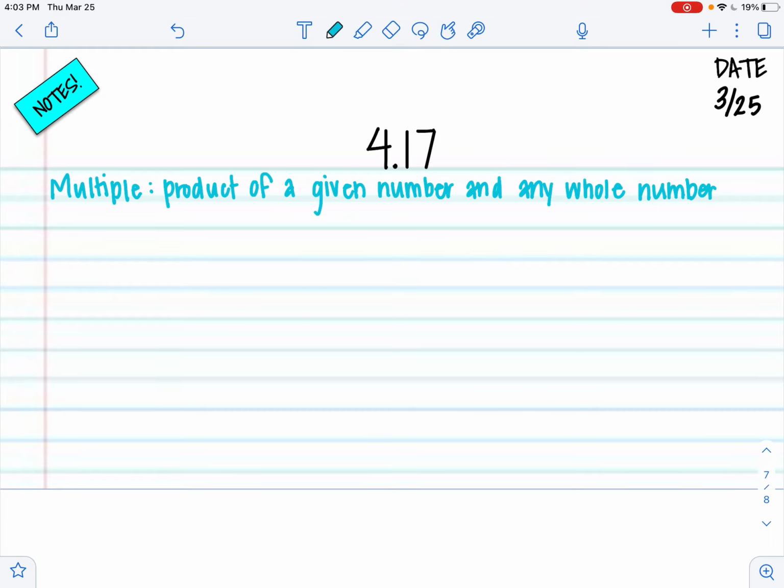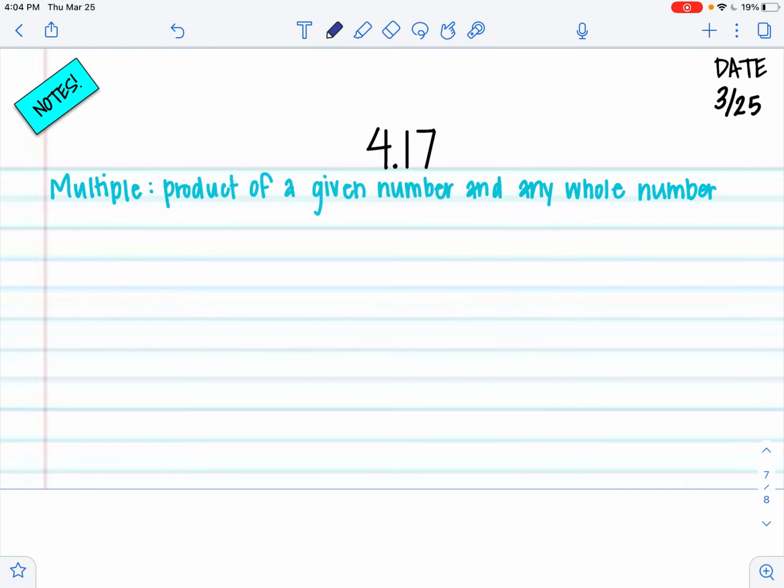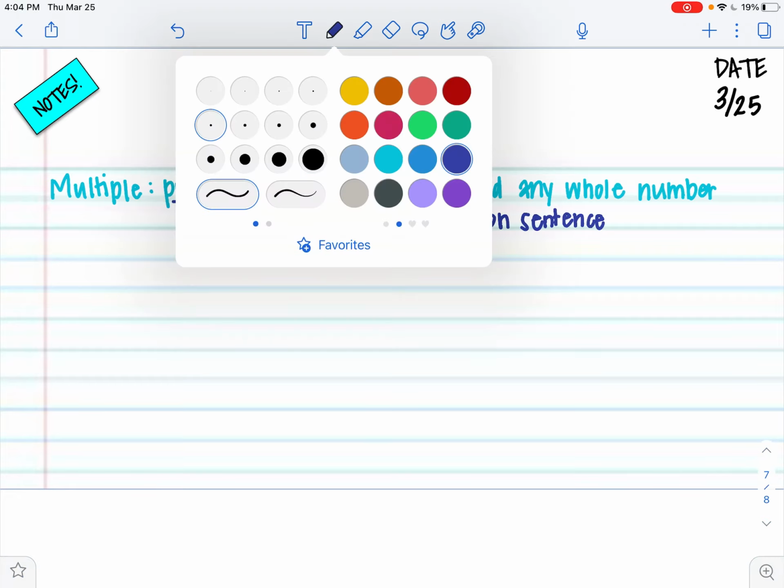Now you might be thinking, okay, Ms. Kinez, what exactly do you mean by that? Well, let's break it down a little bit. That word product you might recognize as the answer to a multiplication question or a multiplication sentence. And when I say the product of a given number and any whole number, given number just means whatever number you're looking for the multiple of.